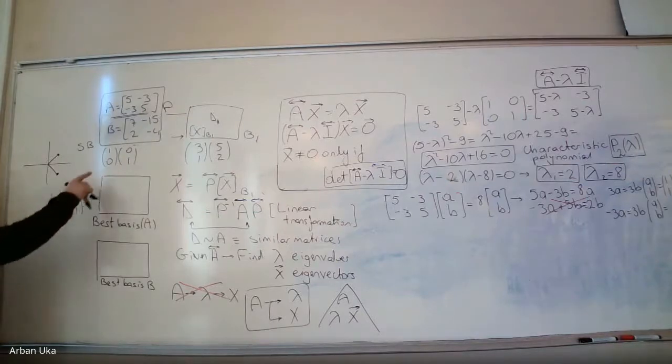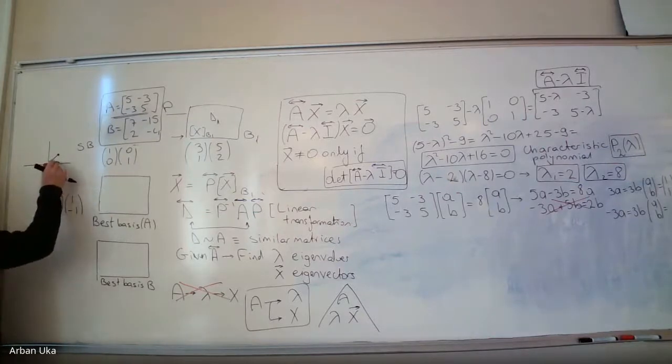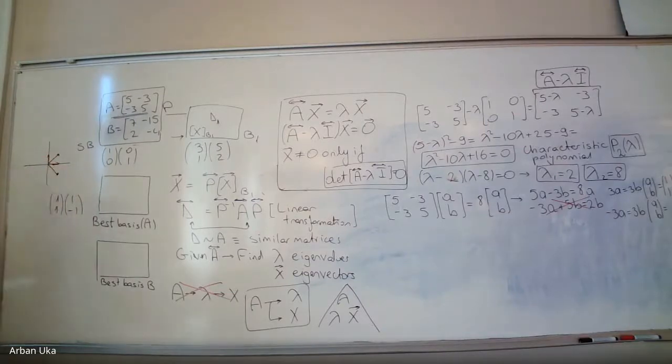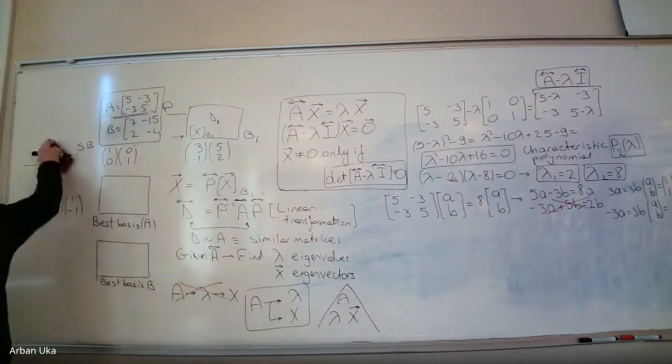What was the standard basis? The standard basis was (1, 0), (0, 1). So there are two vectors that are shown here in red. I believe you can see that, or we can do a better job with this, which would be the following.